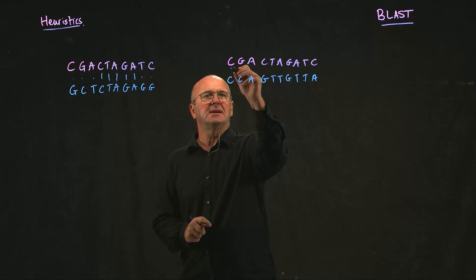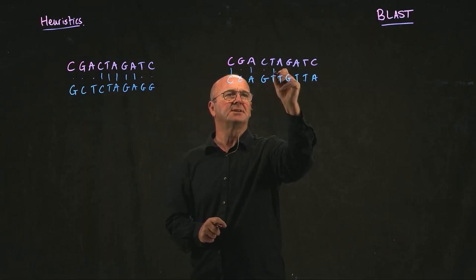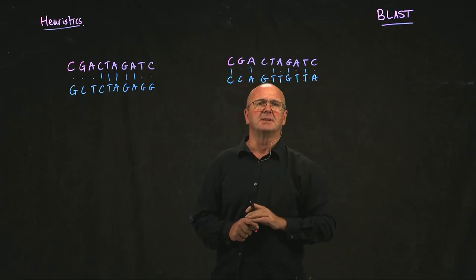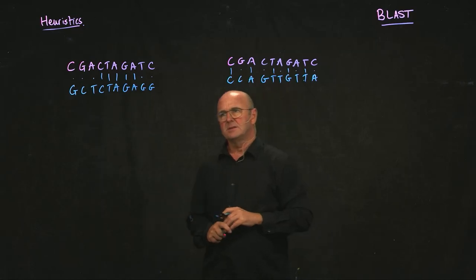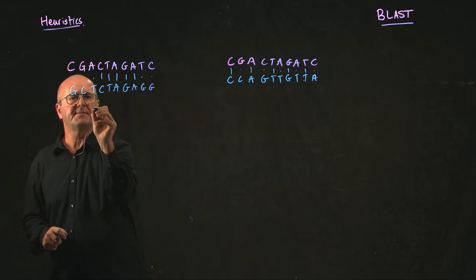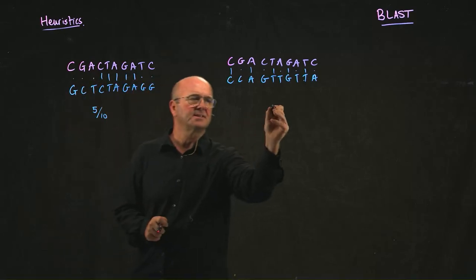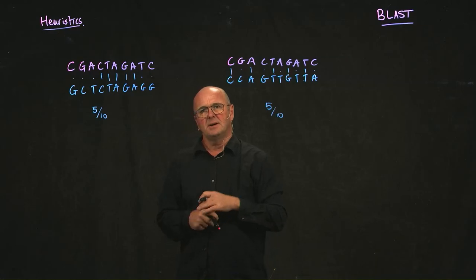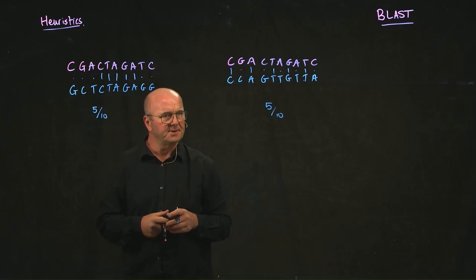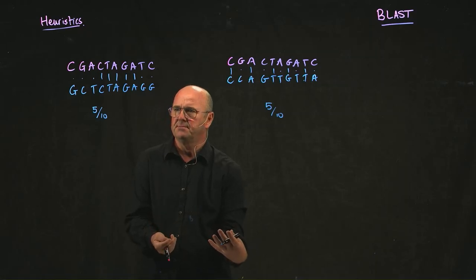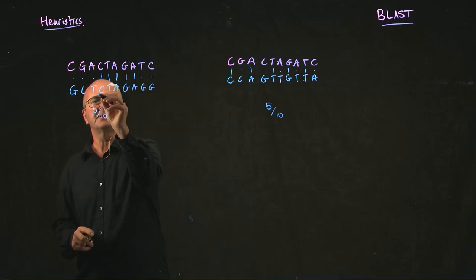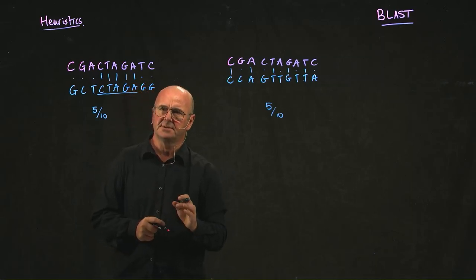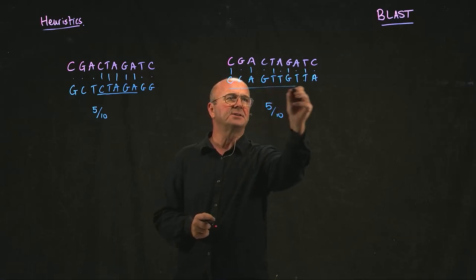In the second case, I have a match, a mismatch, a match, a mismatch, a match, a mismatch, a match, a mismatch, a match, and a mismatch. So in both cases, I have 5 out of 10 that are the same, yeah? But from an evolutionary point of view, from a biological point of view, from a DNA sequence point of view, we would say that this match is probably more important than the match over here.